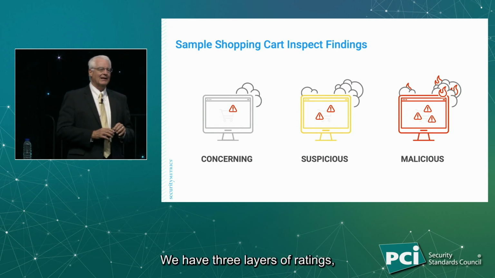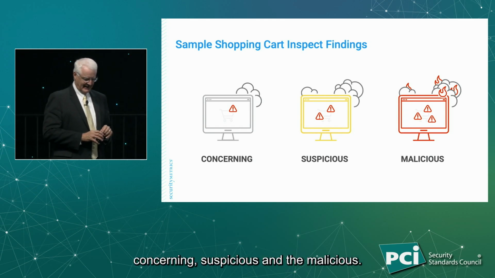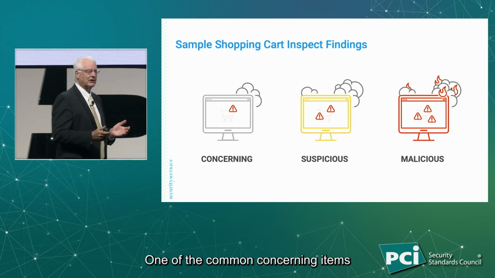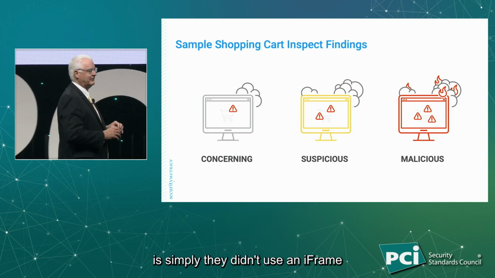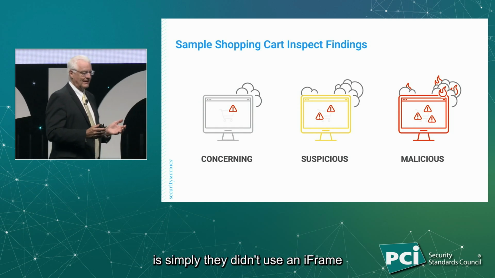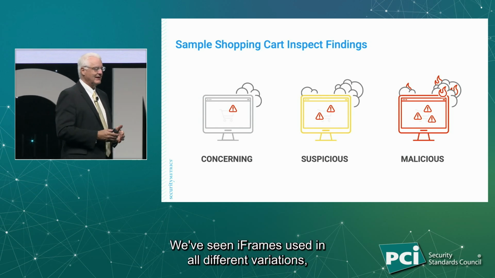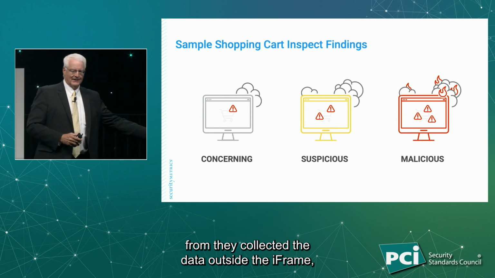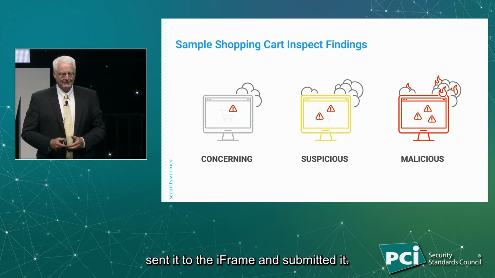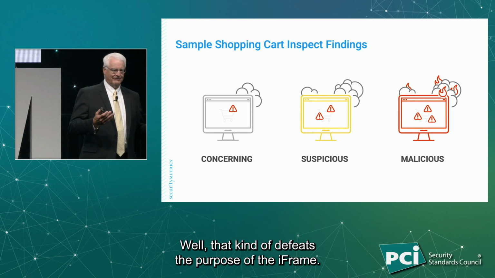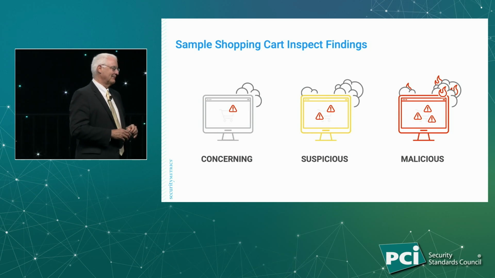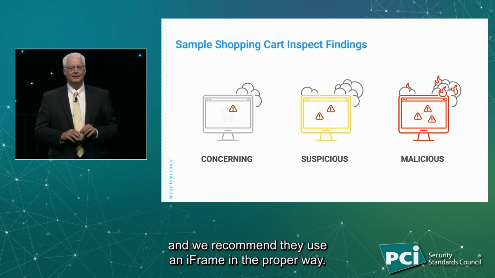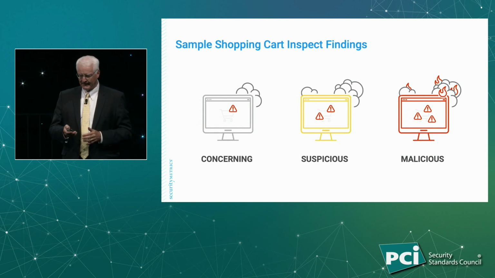We have 3 layers of ratings: concerning, suspicious, and malicious. One of the common concerning items is simply they didn't use an iframe, or they didn't use it properly. We've seen iframes used in all different variations, from they collected the data outside the iframe, sent it to the iframe, and submitted it. Well, that kind of defeats the purpose of the iframe. So we flag an account as concerning, and we recommend they use an iframe in the proper way.